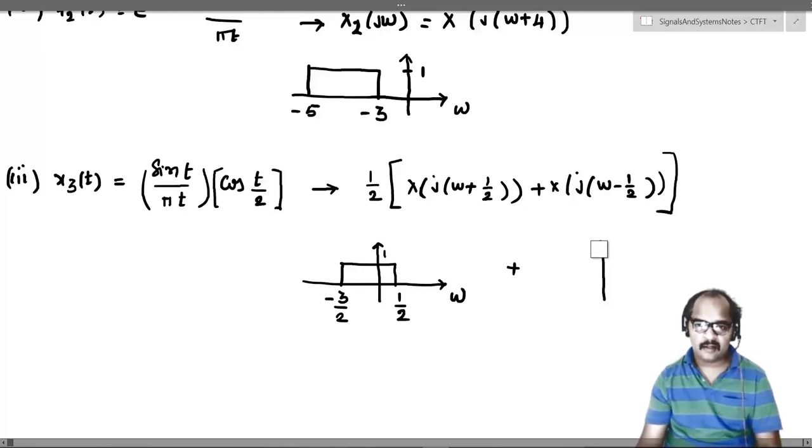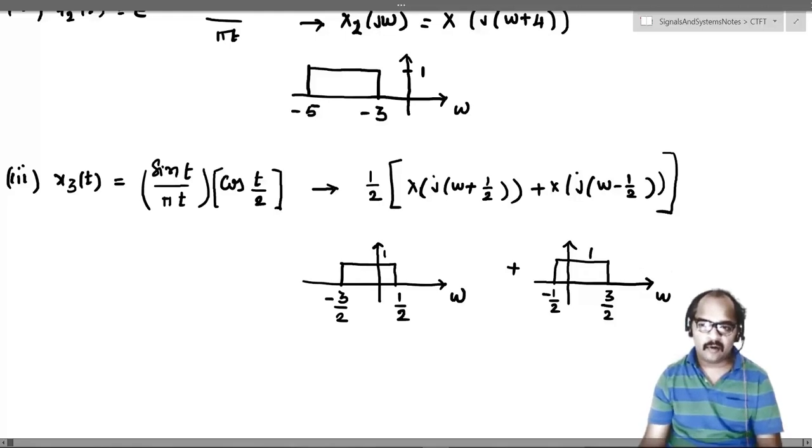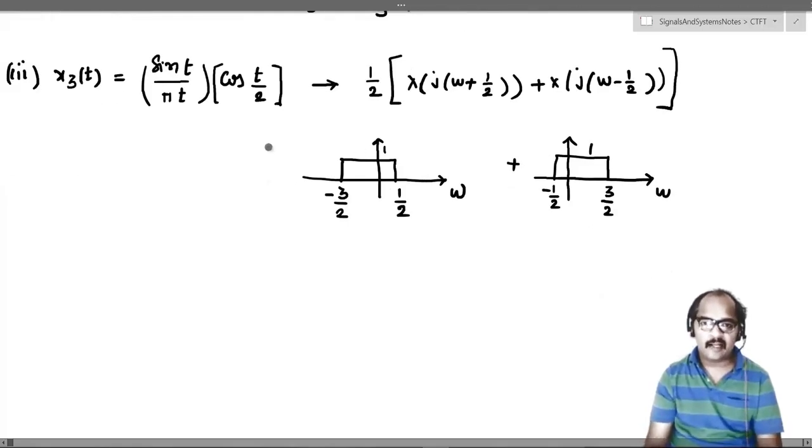Another rectangular signal whose plot is like this. So you have to shift the Fourier transform to the right by half unit. So this should be minus half, and this is 3 by 2 with amplitude 1. And what is the next step? After adding, the whole thing should be multiplied with half.